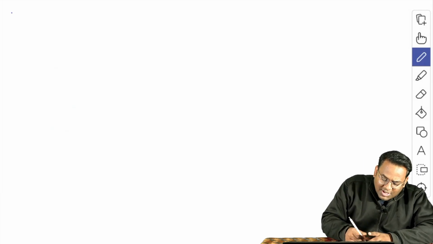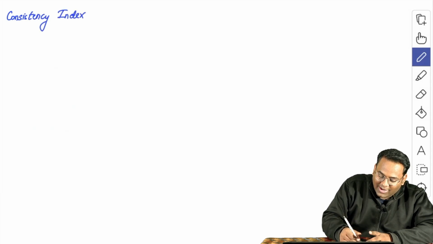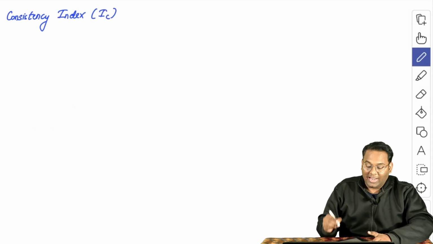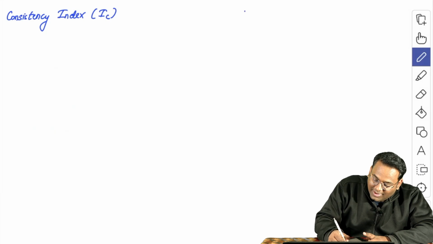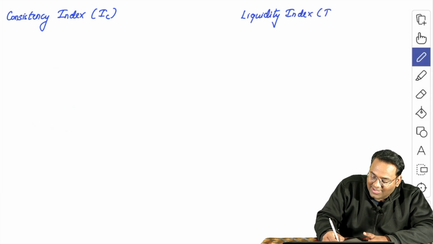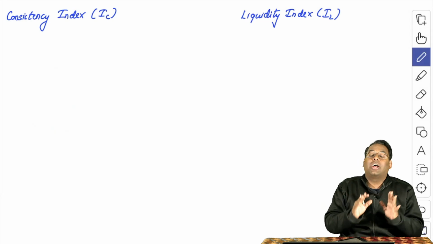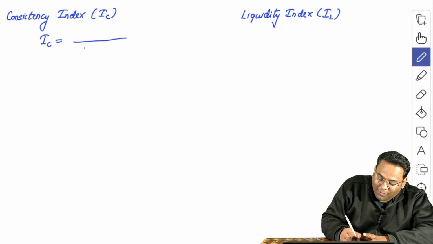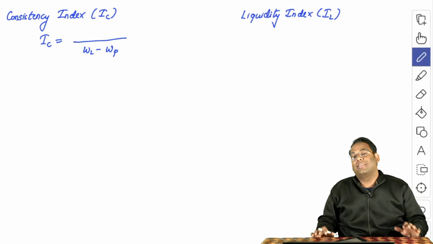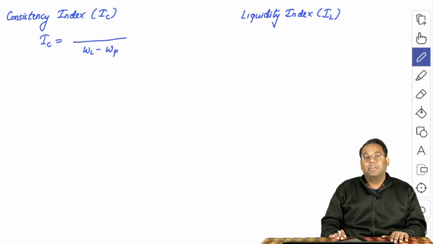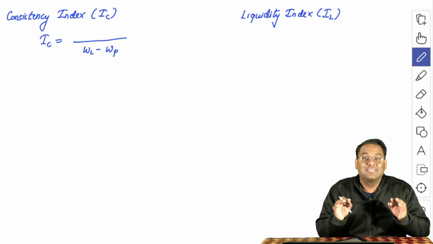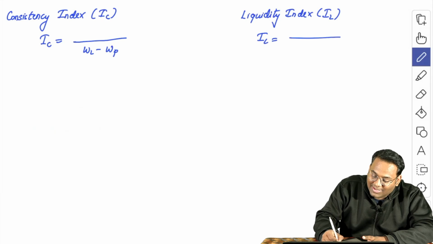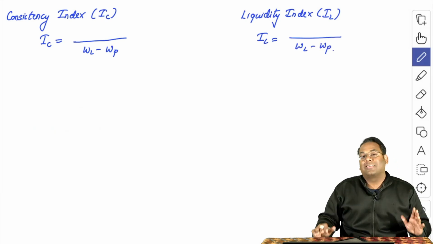Let us first of all write down the first name, and that is the consistency index. It is defined as IC, whereas the second one is the liquidity index, and that is indicated as IL. As I said, both have the same base, so let us first define the base or the denominator for both of them, and that is WL minus WP. That is liquid limit minus plastic limit, or this can be written as the plasticity index also. So for both of them the base is the same, that means WL minus WP, that is the plasticity index.